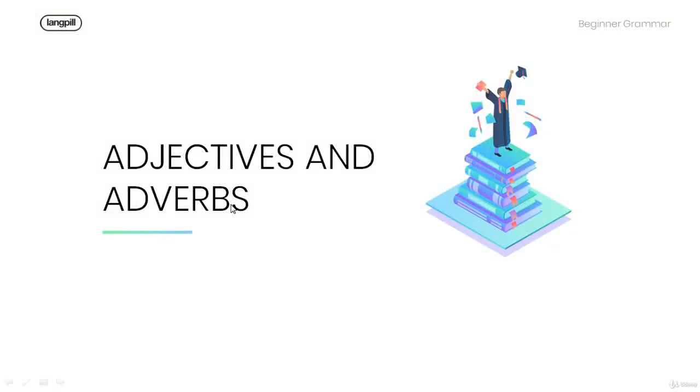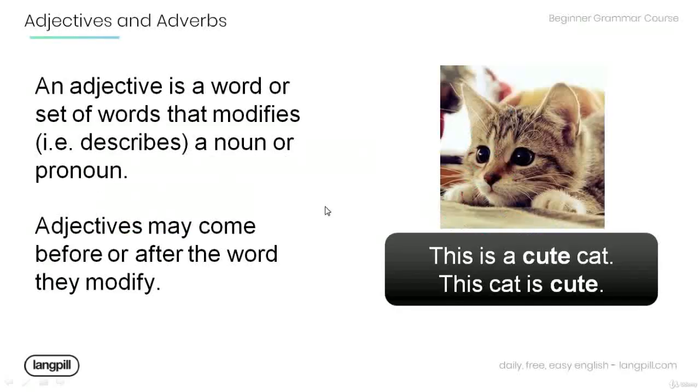Today, we're going to talk about adjectives and adverbs. Let's get started. An adjective is a word or set of words that modifies, in other words, describes a noun or pronoun. Remember that adjectives may come before or after the word they modify.